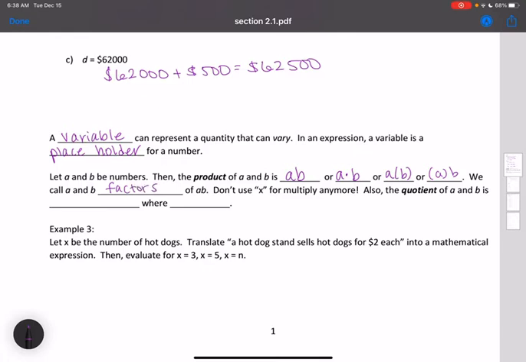So we don't want to use X for multiply anymore. And the quotient, what do you think that is? Whenever we talk about multiply, what's the other thing that's usually like the opposite? Dividing, right? So the quotient of A and B is A divided by B, where B does not equal 0, because we can't divide by 0. Okay, so quotient is A divided by B, and we know that we can't divide by 0.